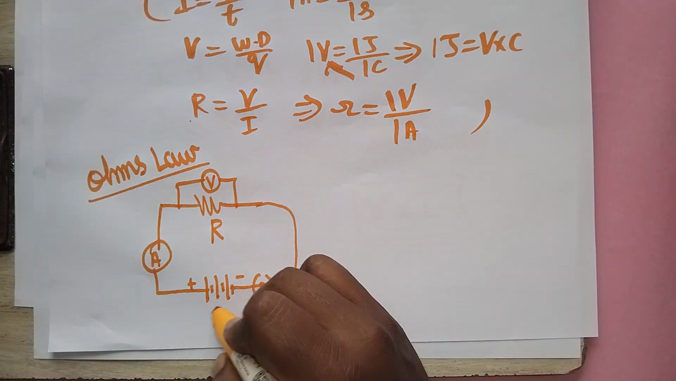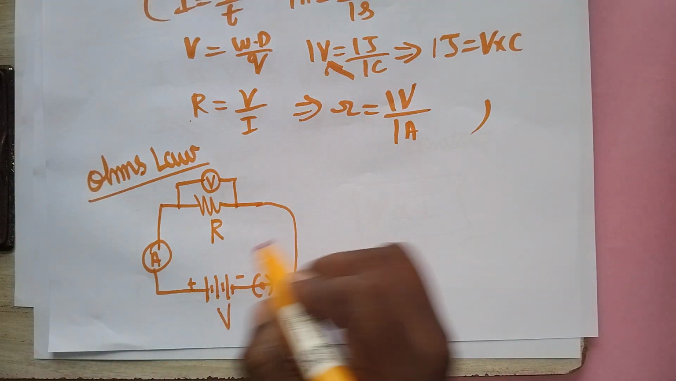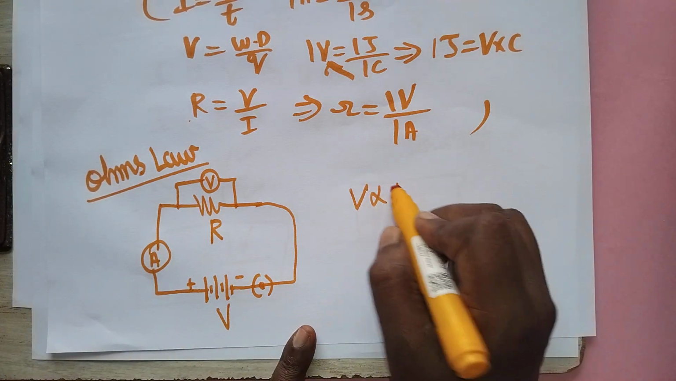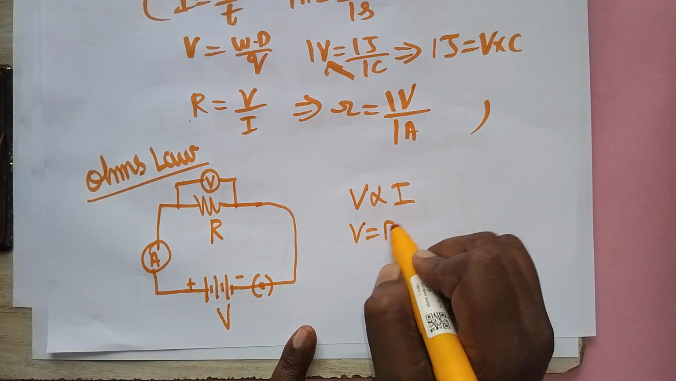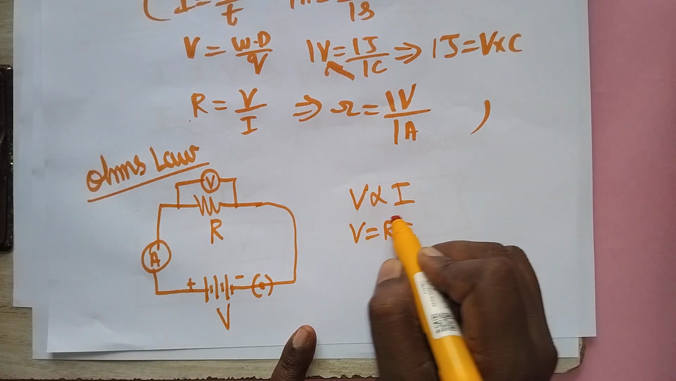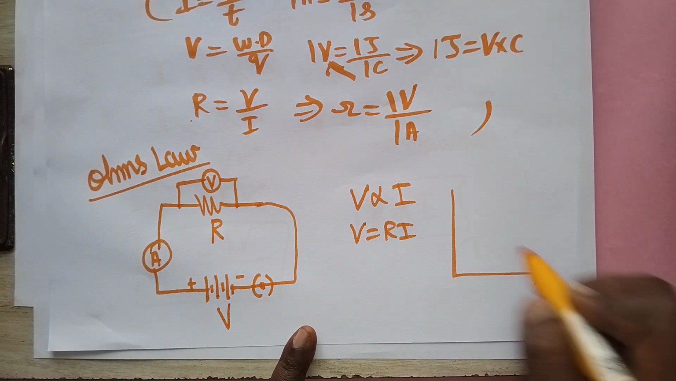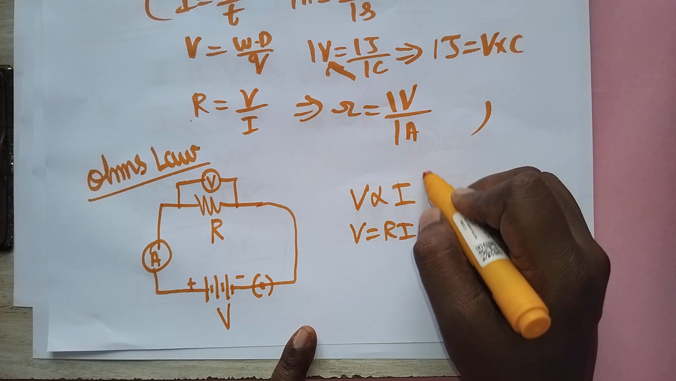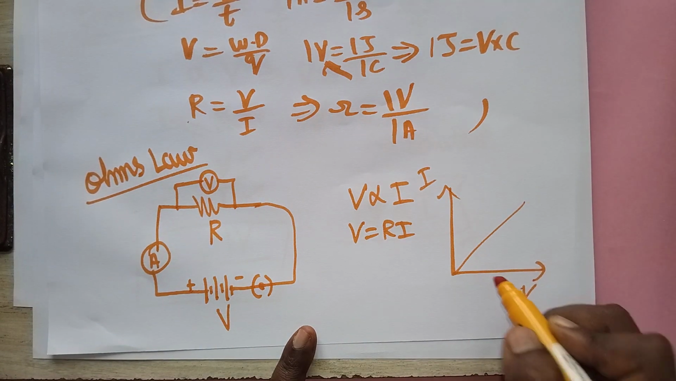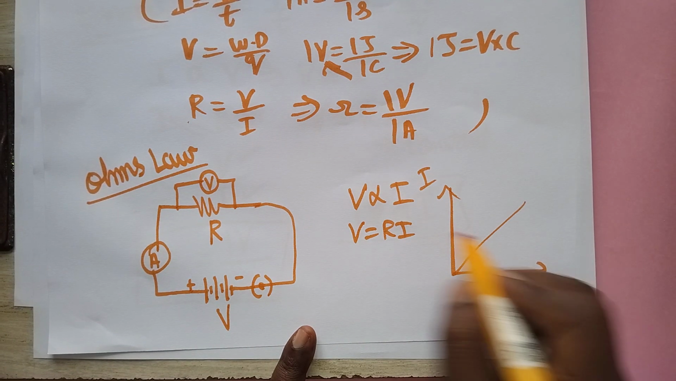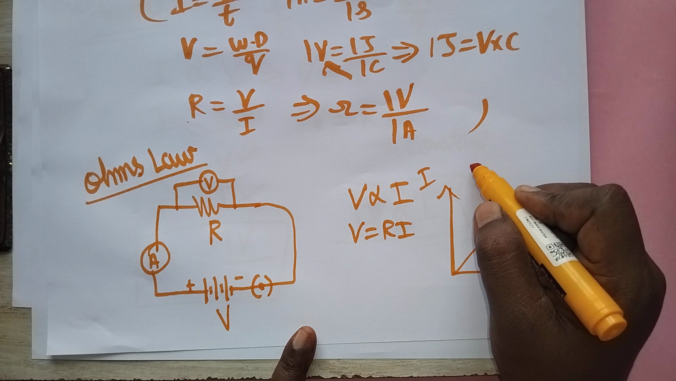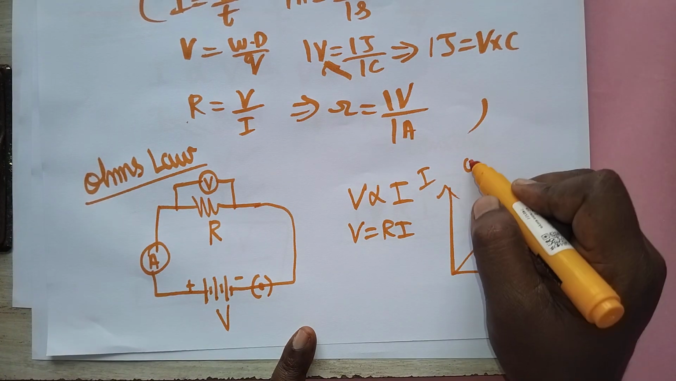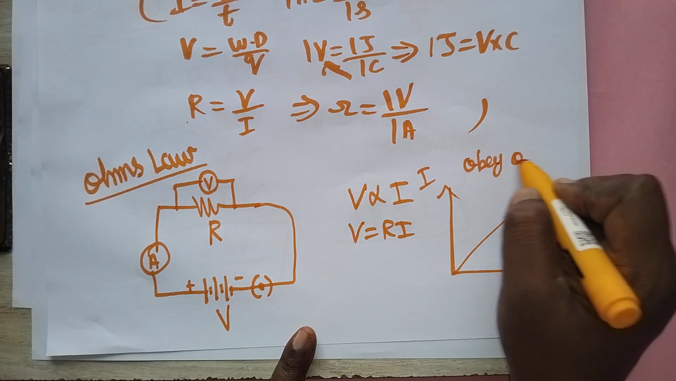So we are applying the voltage and checking the flowing current. Voltage is directly proportional to the current: V is equal to RI. So V and I are directly proportional. If you draw the graph of V versus I, you will get a straight line. This graph obeys Ohm's law. It is called a linear graph and it obeys Ohm's law.